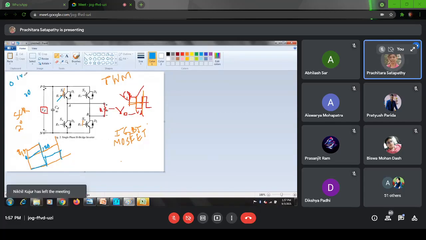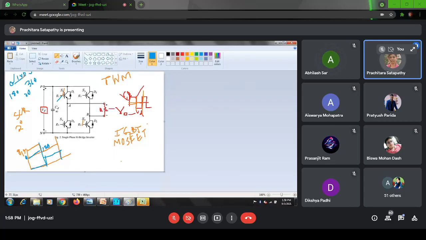Now for G3, G4, how much will it be? G1, G2 is 0 to 180 degrees. G3, G4 will be 180 to 360. So this is the starting period. 0 degree is the starting angle, but the gap is 180 degrees you are giving, because for IGBT and MOSFET you have to give the gate pulse continuously. If you remove the gate pulse, that means that switch is off. But it is not like an SCR, which you have already studied as a switching device in module 1, yes or no?